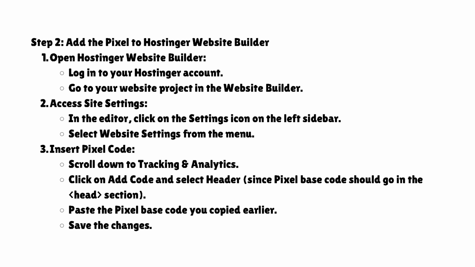Step 2. Add the pixel to Hostinger Website Builder. Open Hostinger Website Builder, log into your Hostinger account, and then go to your website project. Now access Site Settings. In the editor, click on the Settings icon. Then select Website Settings from the menu.